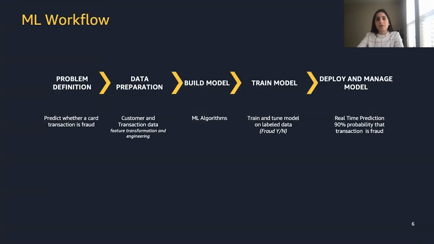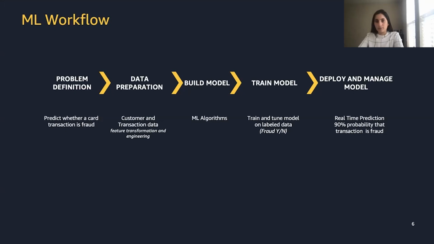So if you look at a machine learning workflow, the first step is to define the business problem. You really need to understand what exactly you want to predict. How do you know that it's going to be successful? An example could be a bank wanting to predict whether a card transaction is fraud.